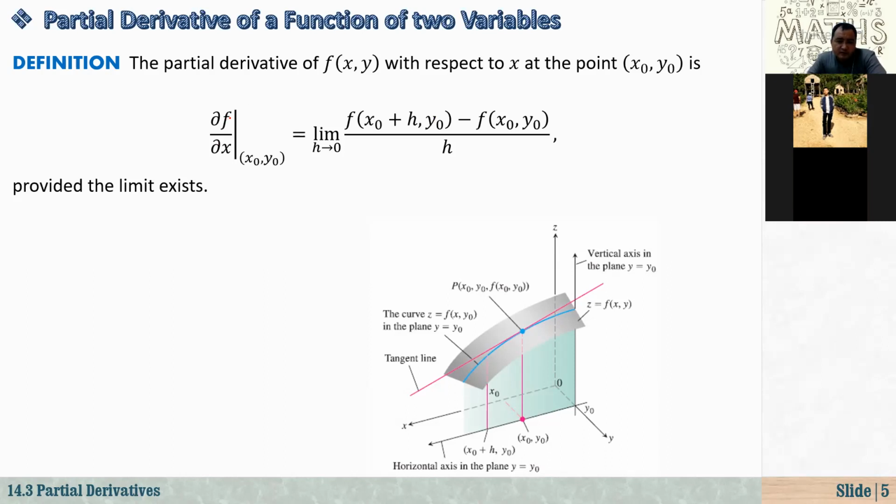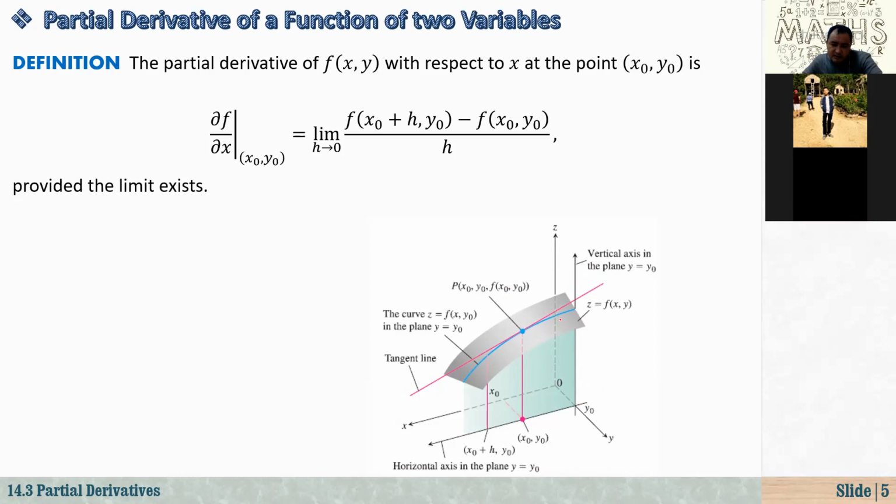So the partial derivative of f with respect to x at the point x sub 0, y sub 0 is defined as the limit as h approaches 0. Here we are given an increment to x sub 0, because now we are holding y sub 0 as a constant. What does it mean? It means we are cutting the graph of this function with a plane perpendicular to the y-axis. You see here this red line.